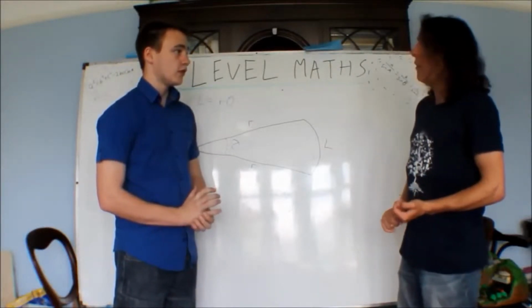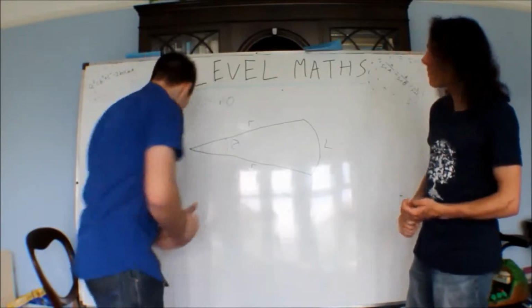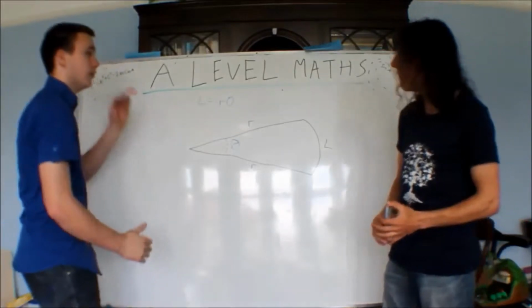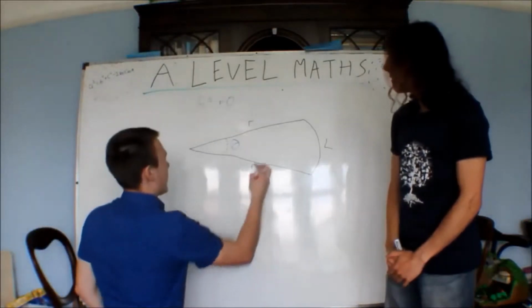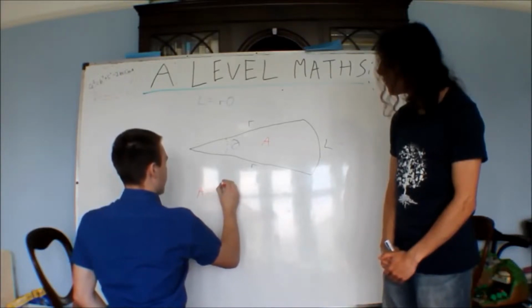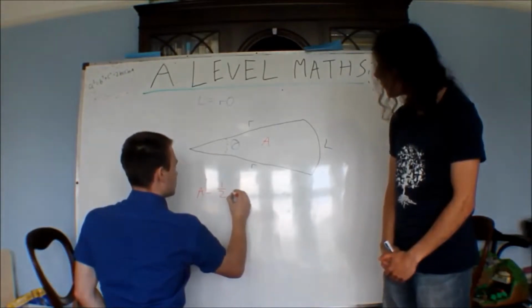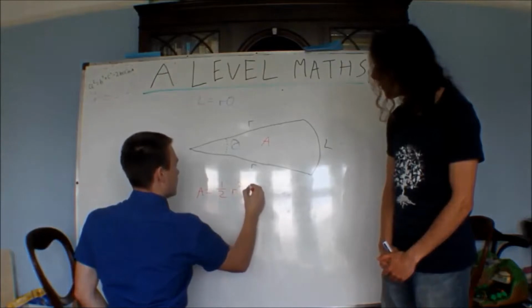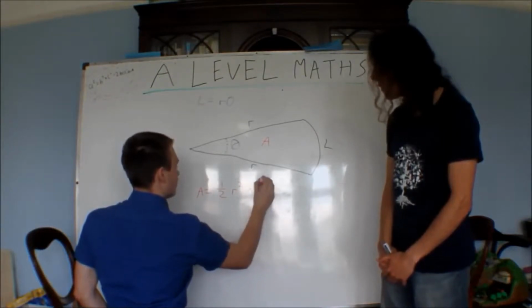What if you need to find out the area of the arc? Well, there's a whole new formula, very similar. I'll do it in red. Okay. So area we'll call A. A equals a half times R squared times theta.